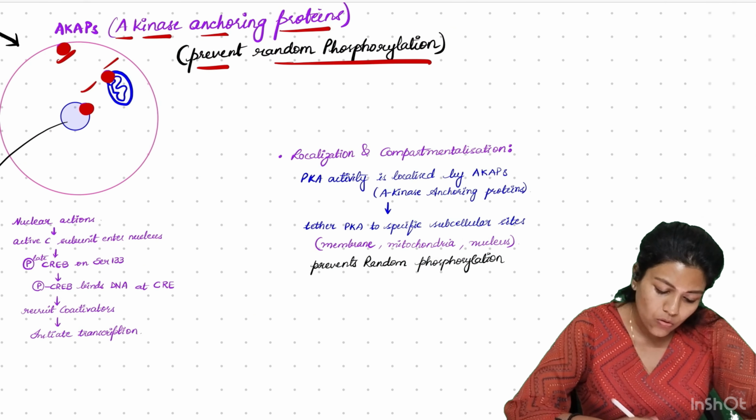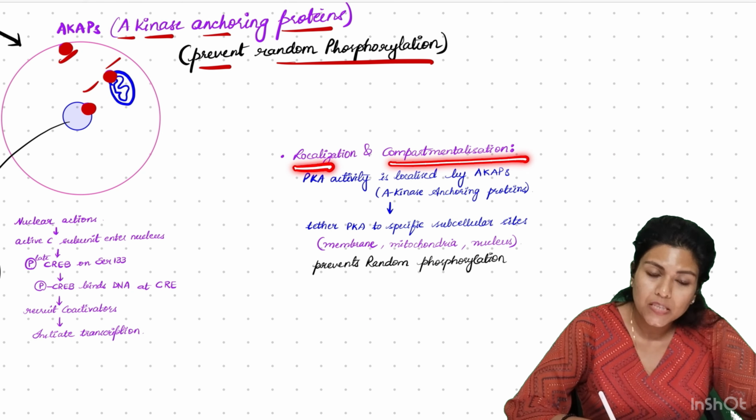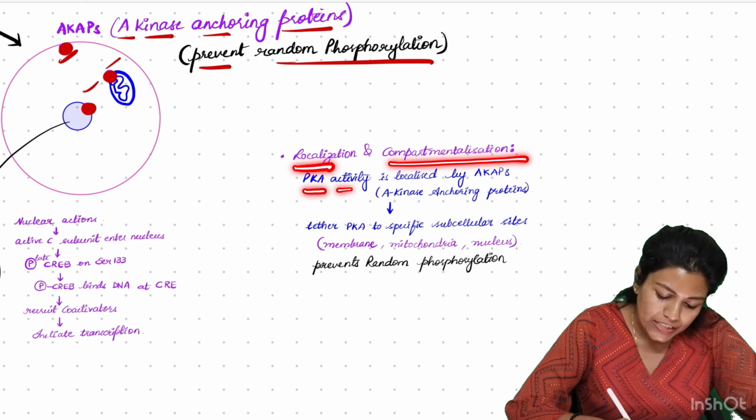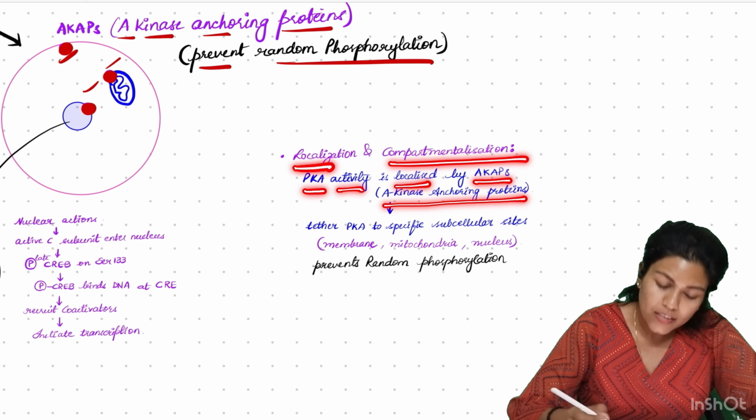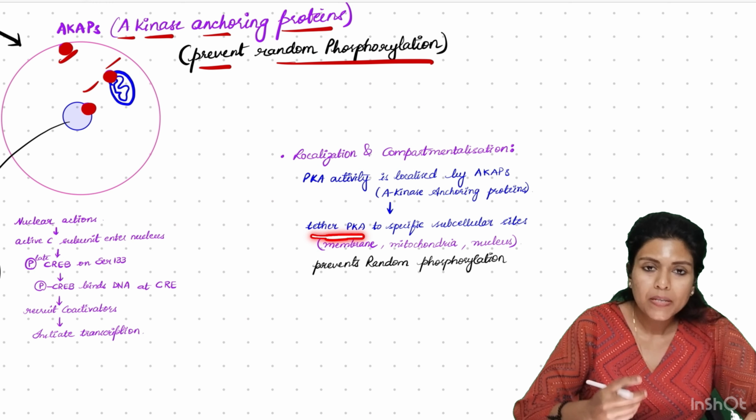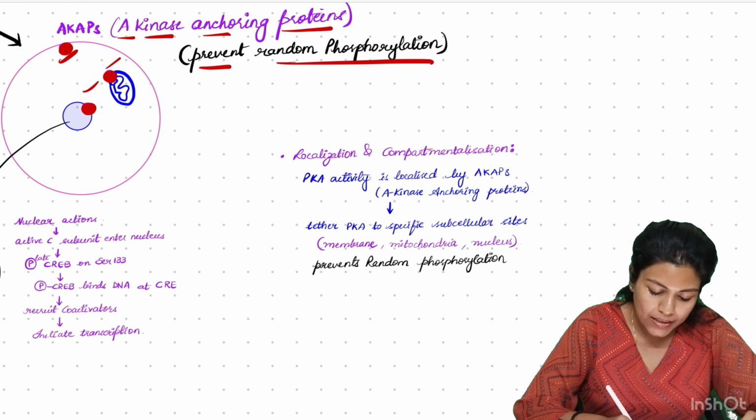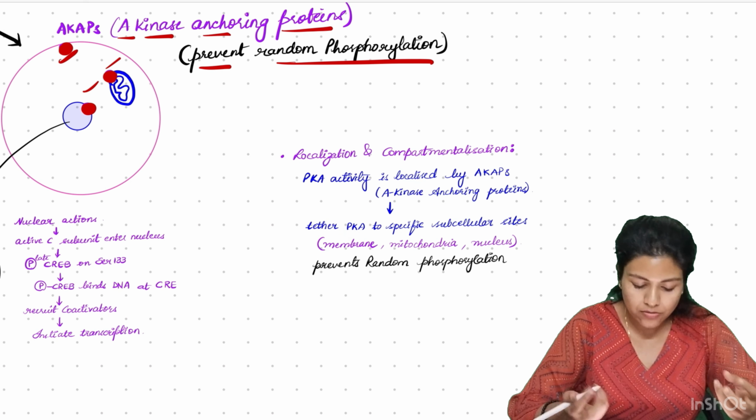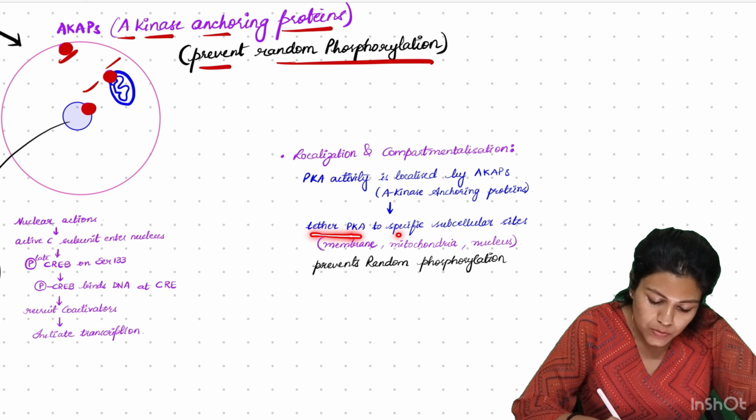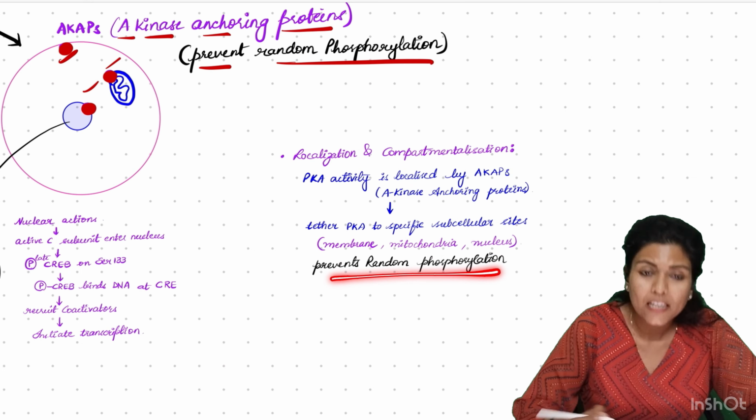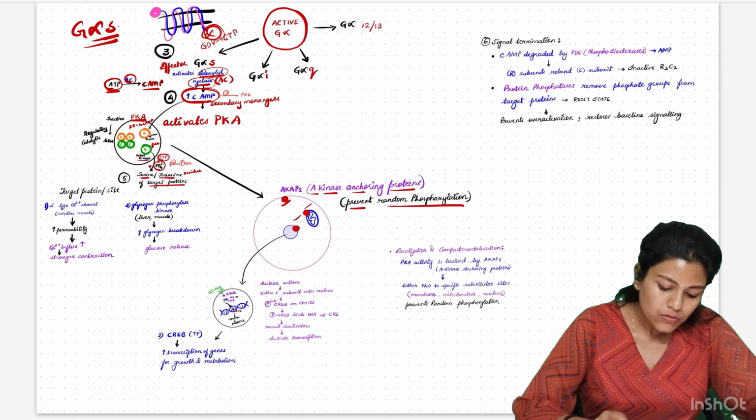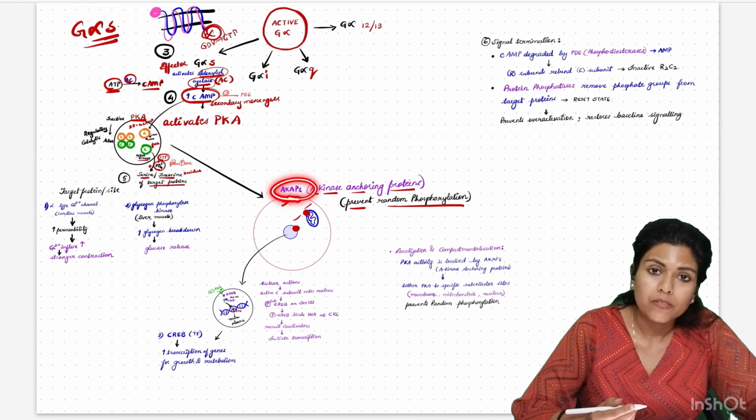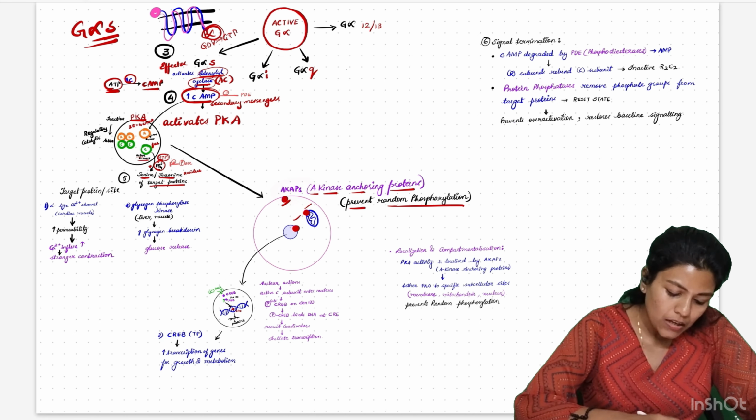So this is called localization and compartmentalization. This PKA activity is localized by the AKAPs, that is A kinase anchoring proteins. It will tether, tether means it will hold the PKA, like a bond or a glue. It will stay with the help of this thread. It will tether the PKA to specific subcellular sites like membrane, mitochondria, nucleus. It will prevent random phosphorylation. So this is about the AKAPs, that is, it will cause localization.